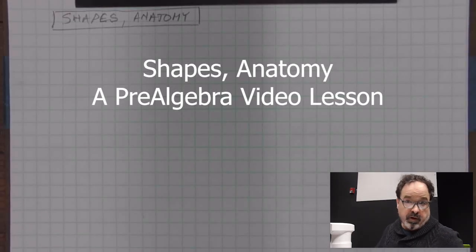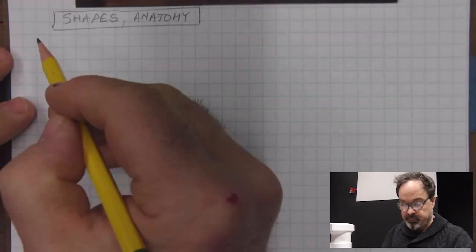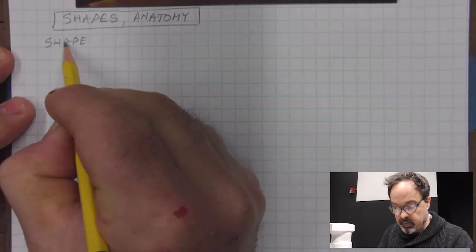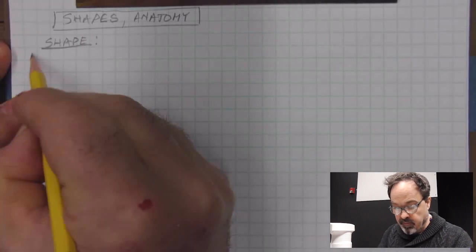So also here, this is a pre-algebra lesson, shapes, anatomy. Anatomy means what we call the parts and pieces. So what's a shape? We could draw one, but we're going to define it.